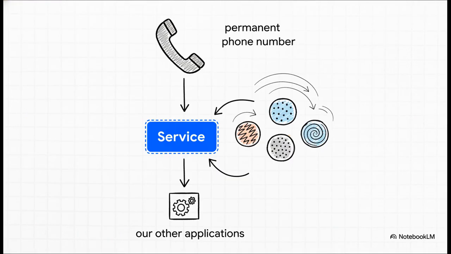The brilliant solution is something called a Kubernetes service. A service gives you a single, stable IP address and a DNS name that never, ever changes. It just sits in front of a group of those constantly changing pods. So our other applications connect to that permanent service, and the service is smart enough to route the traffic to whichever pod is healthy and available at that exact moment. It's like having one permanent phone number for the sales department, even though the actual salesperson who answers the phone might change from day to day.